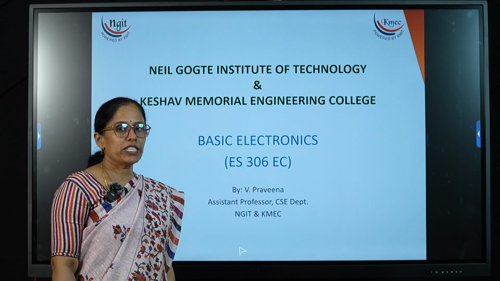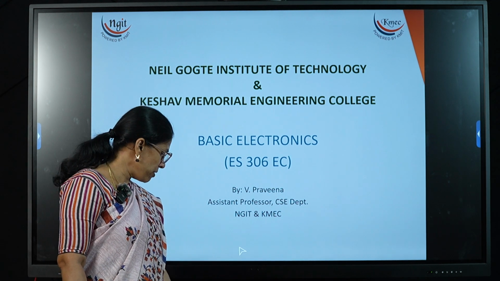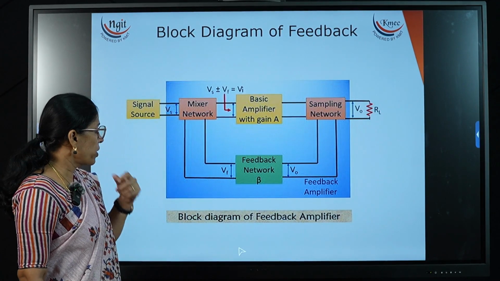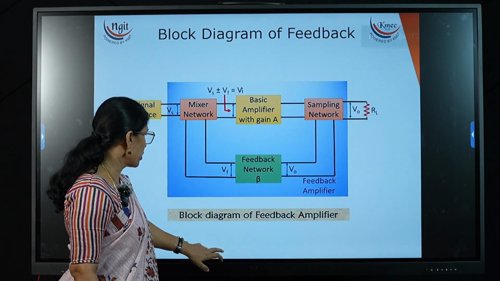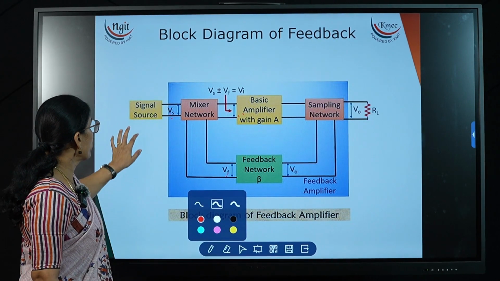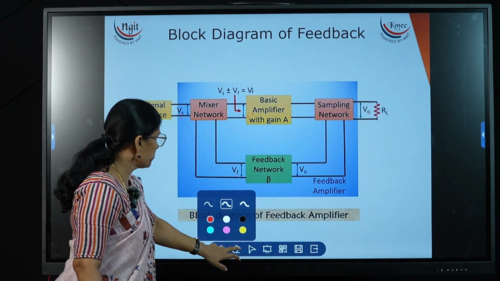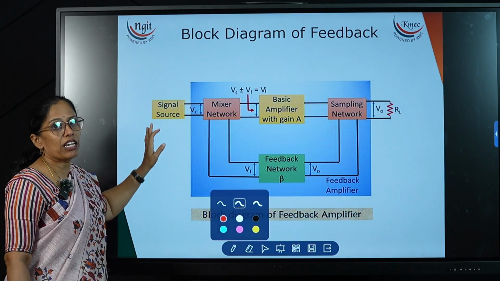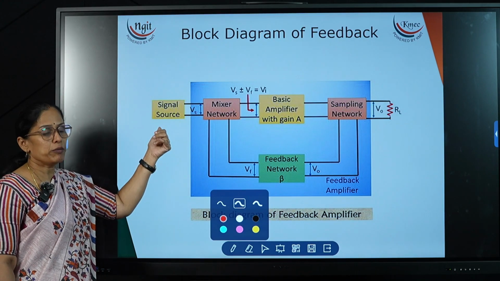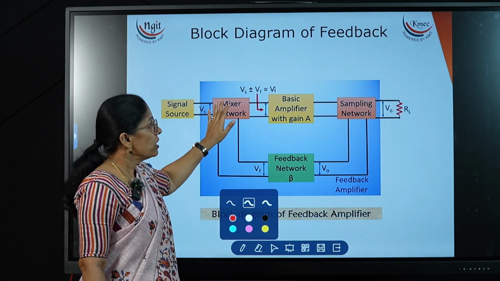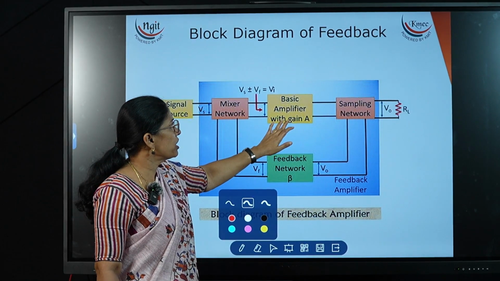Now in this lecture we discuss the block diagram of feedback amplifier. So this is the block diagram of a feedback network or amplifier. Here we are applying the signal source. That signal may be a current signal or a voltage signal, both we can apply here, and the signal is given to the mixer network, and after that we are giving the signal to the amplifier.